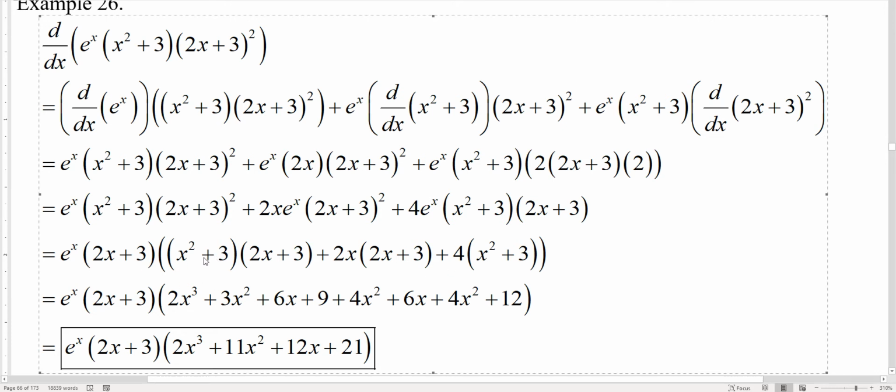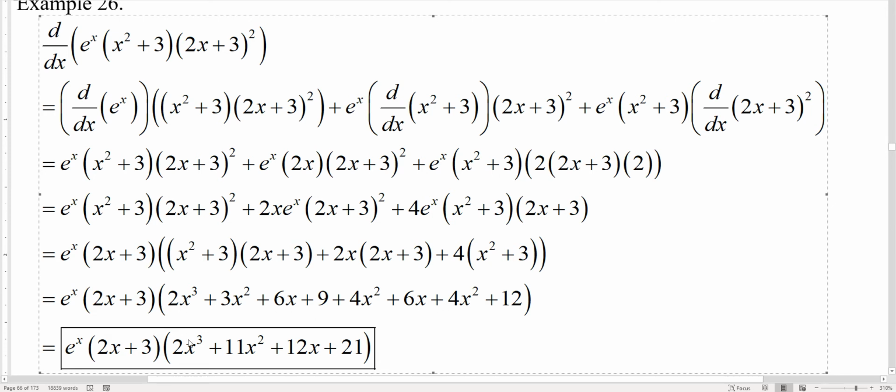Now, I'm going to do FOIL here. X squared times 2x is 2x cubed. X squared times 3 is 3x squared. Then we got a 6x, and then we got a 9. Here we got a 4x squared plus 6x using distributive property. Using distributive property here, we get 4x squared plus 12.